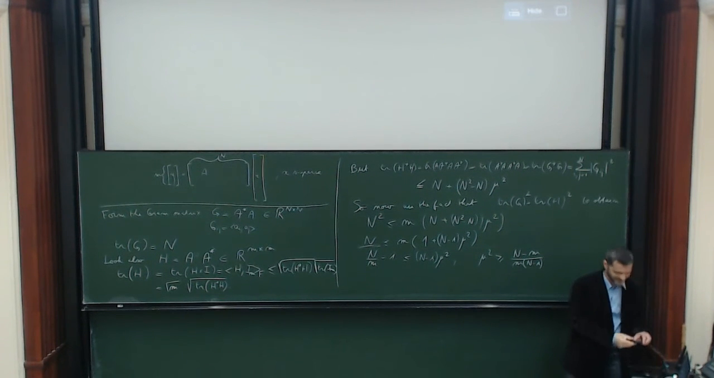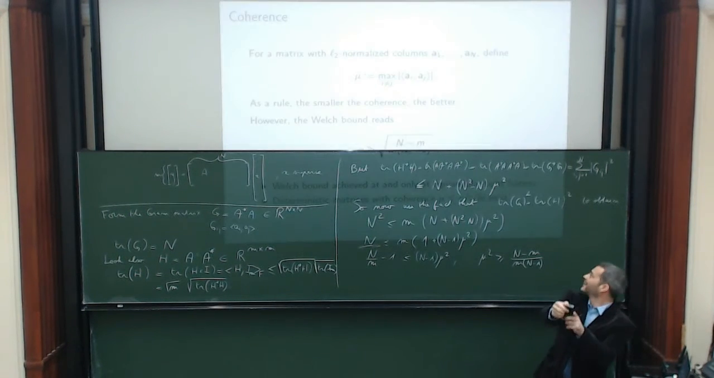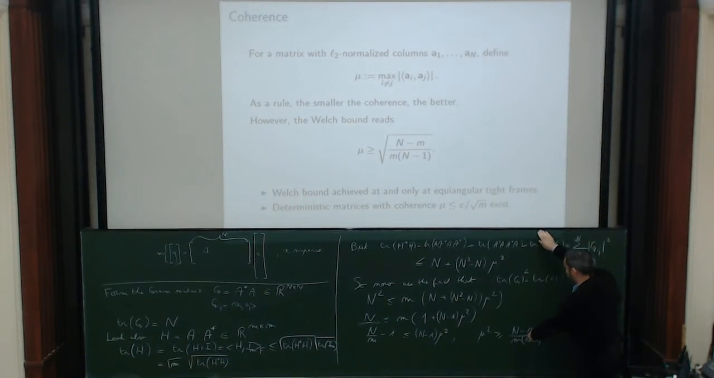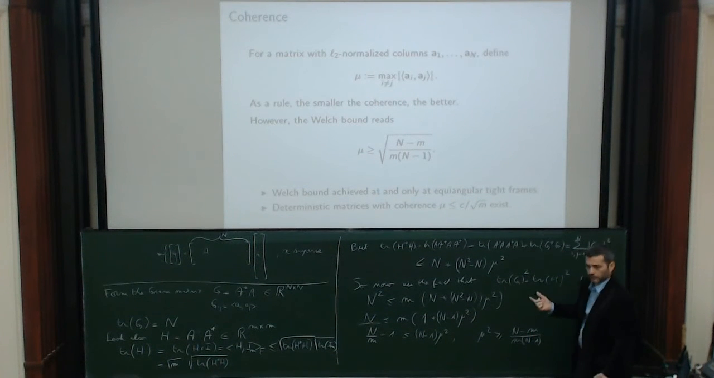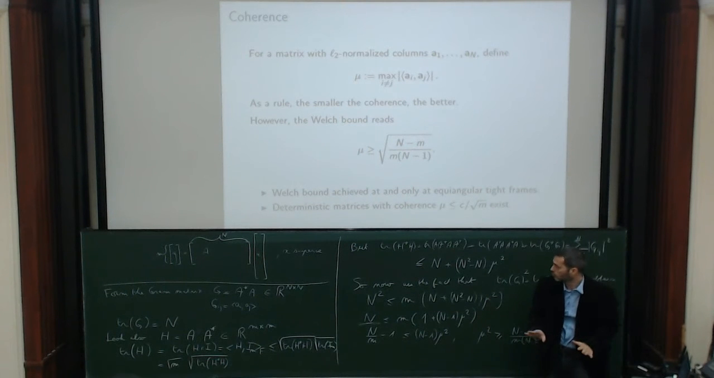Let's check. n minus m over m times n minus 1. Okay, so we have that, as we needed. So here's the justification of the Welch bound. As you can see, it's not too complicated.